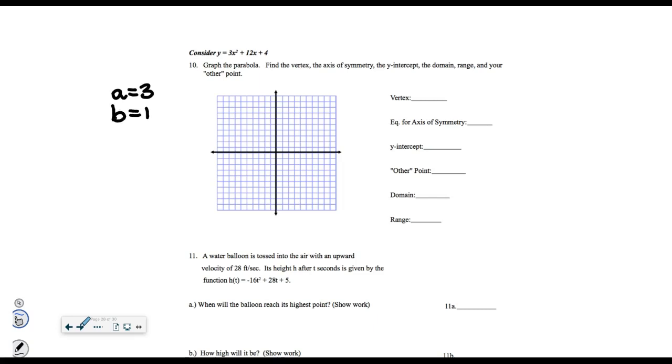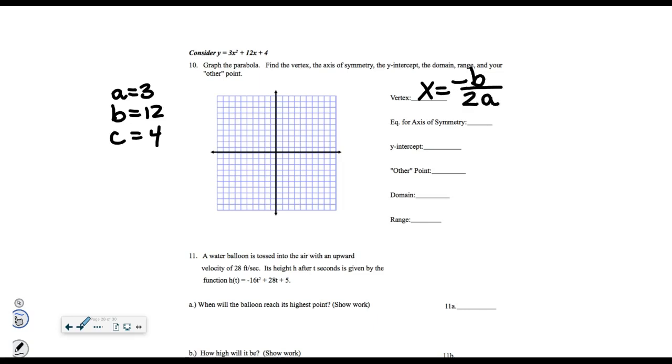B is 12, not 0. So my vertex is not at 0 comma something. If it was like this, it'd be at 0 comma 4. But with that B term there, I have to use the formula. So I want you to write it down. The vertex is at x equals the opposite of b, you have to have that memorized, over 2 times the a.